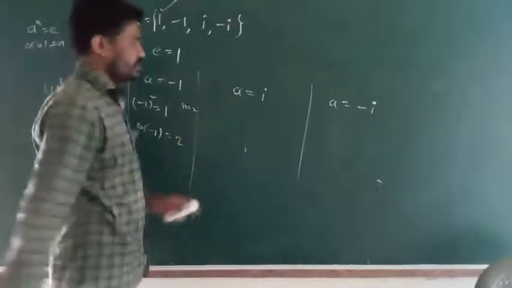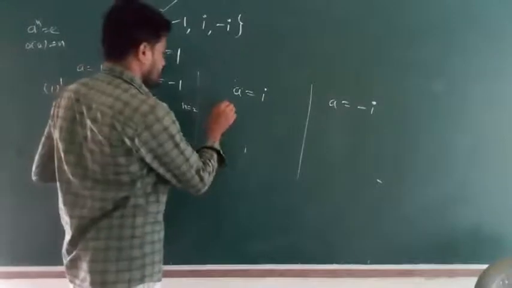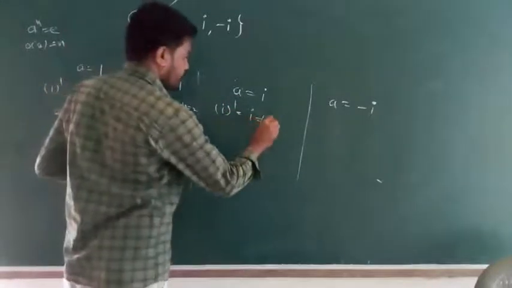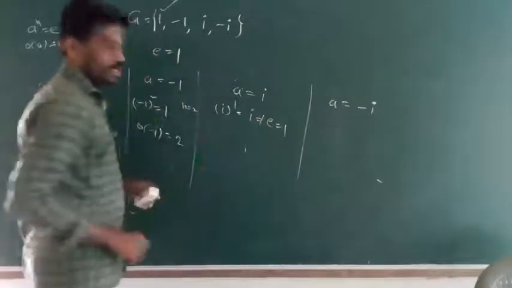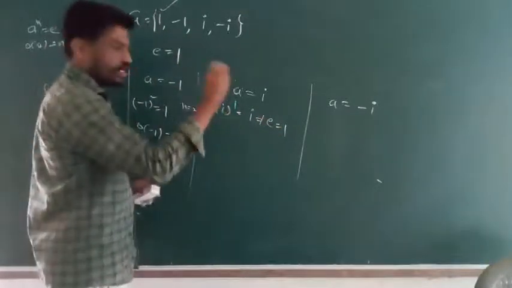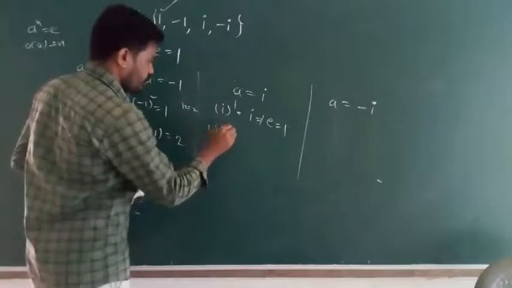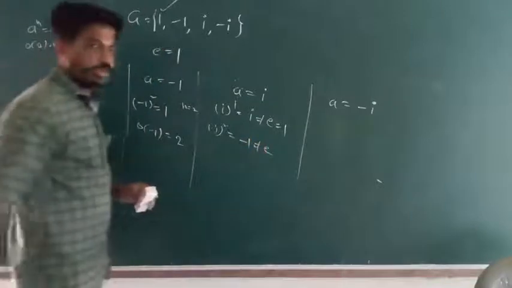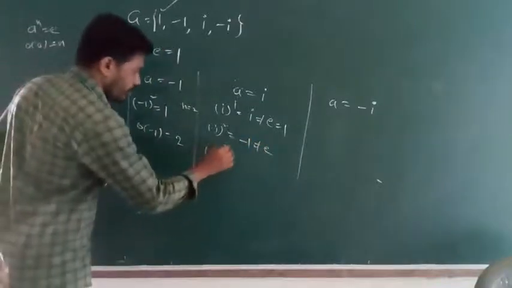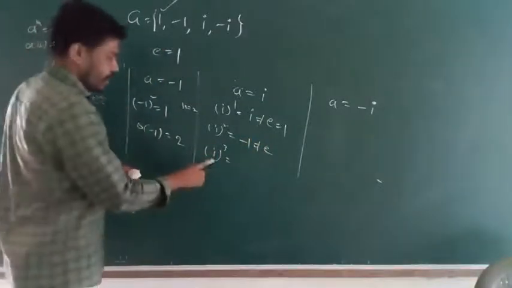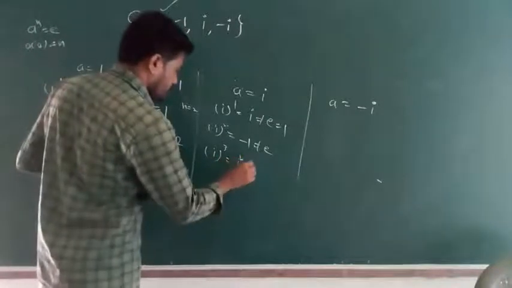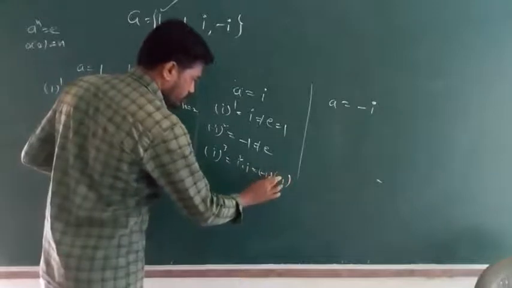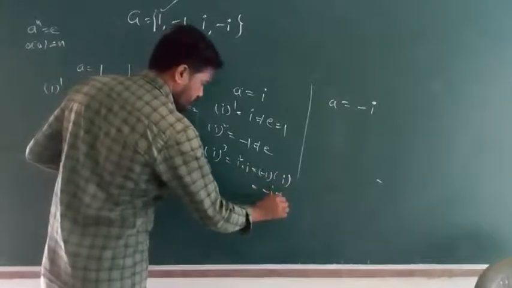Next element, a = i. First I am selecting i^1. What is i? This is not equal to the identity element 1. Next, you can increase n. i^2, i squared, means -1. This is not equal to the identity element. Next, i^3, n equal to 3. i^3 means i squared into i, which is -1 into i, equal to -i. So not equal to the identity element.